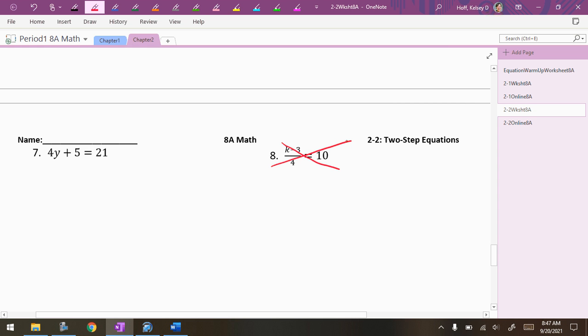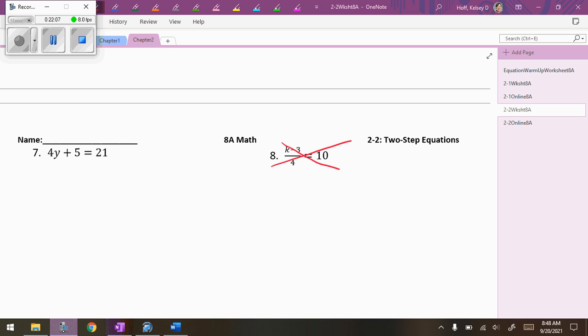Now, you still have 20 minutes to work. Silently, you're going to work. We will be around to check your answers as you go. But you are expected to be working. This is due at the start of class tomorrow.